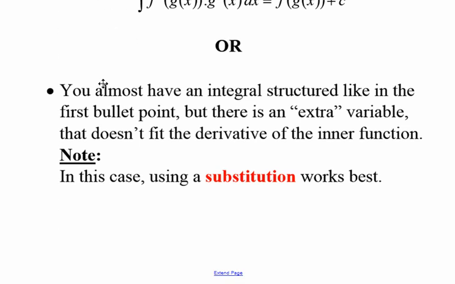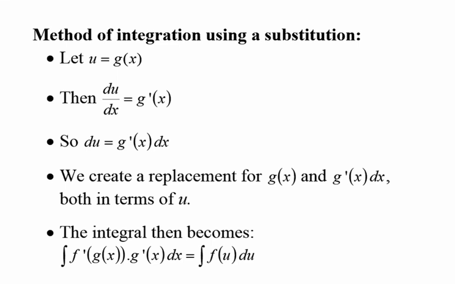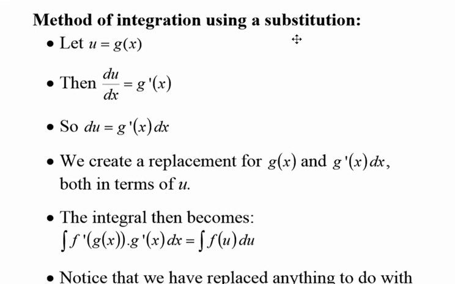Another case is you almost have an integral structured like that. So you almost have composite and derivative, but there's actually an extra variable. So there'll be this extra x, this extra y that does not fit into the derivative of that inner function. Then a substitution definitely works best because you won't be able to do it just straight by inspection. Right, so let's have a look at this method of integration using a substitution.